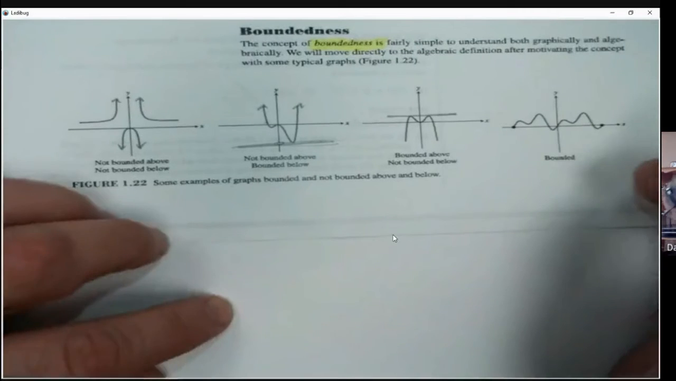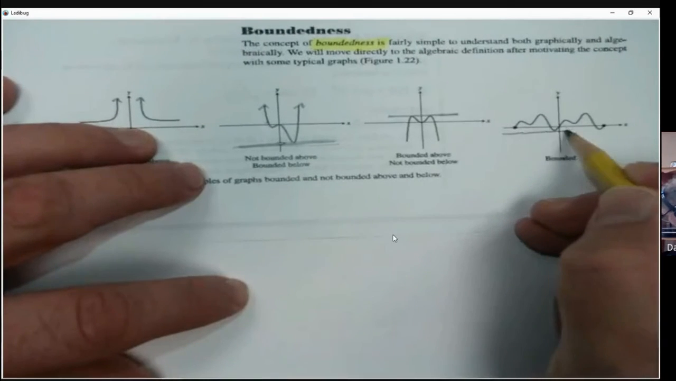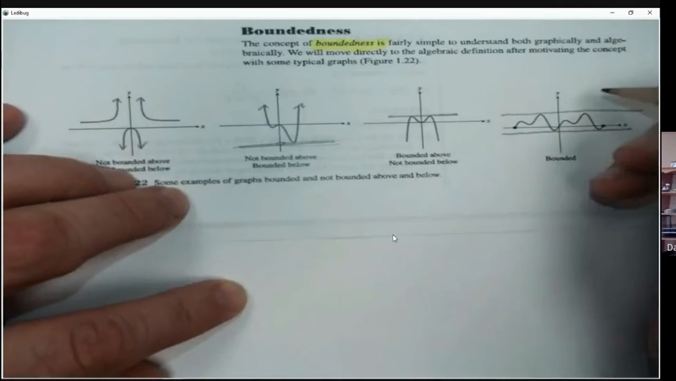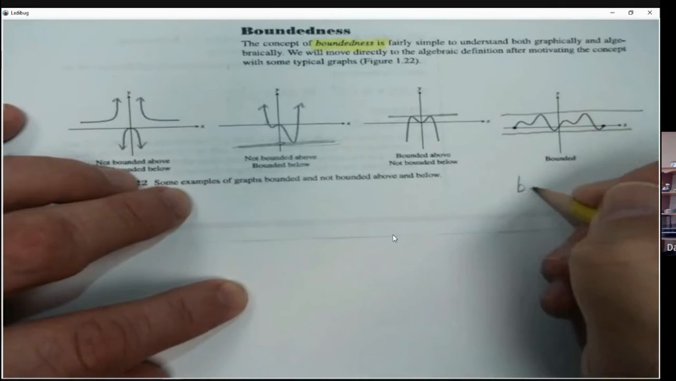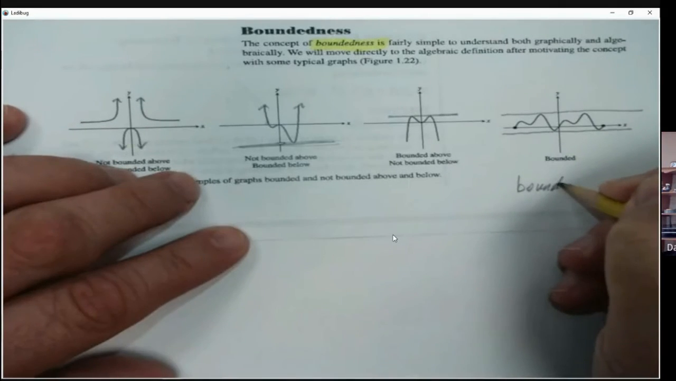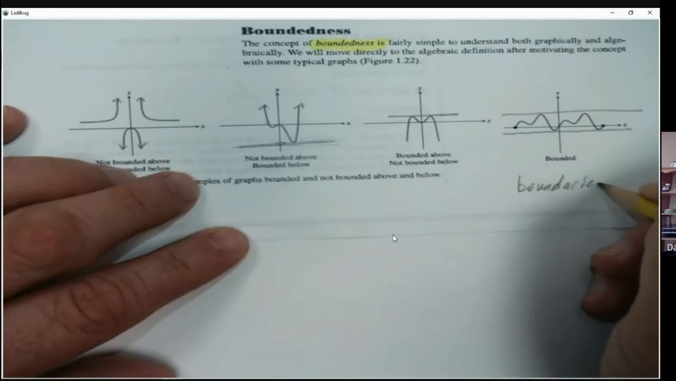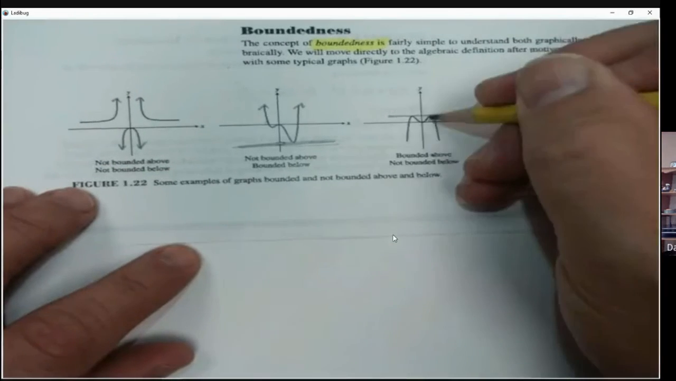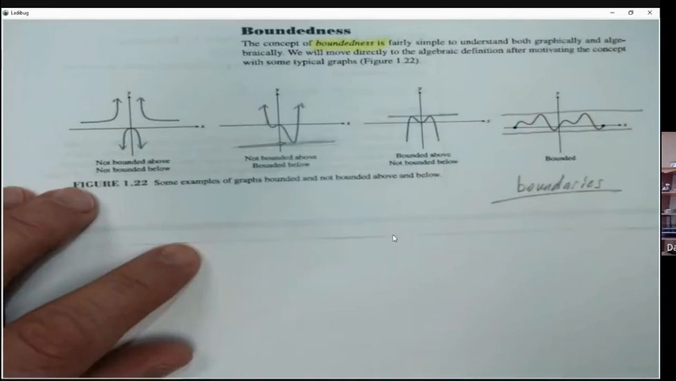And then this is bounded on both sides. You don't have a y less than that. You do not have a y greater than that. So this has bounds, or you can think of them as boundaries. There's a boundary, you're bounded. Boundaries for the graph, right?